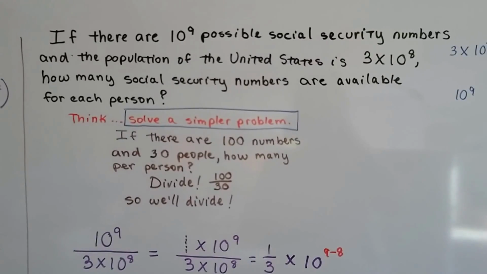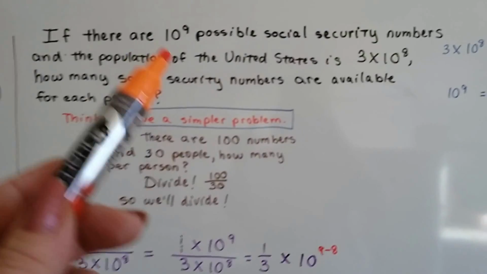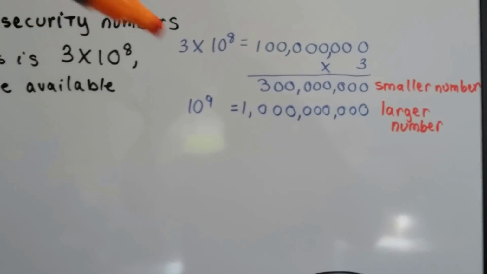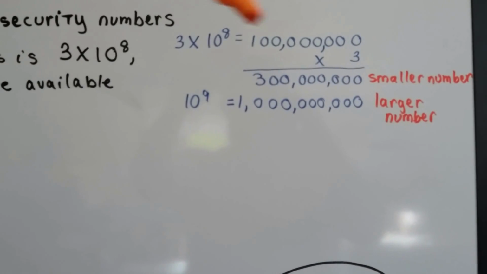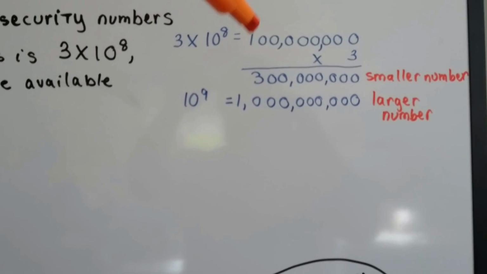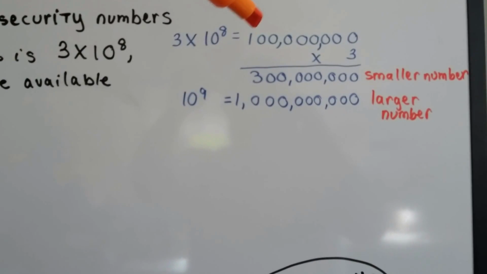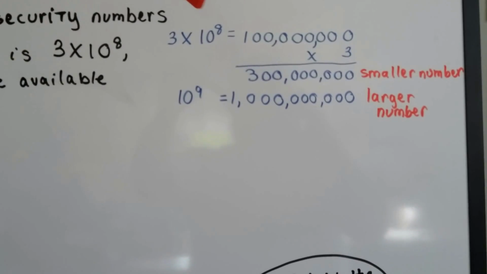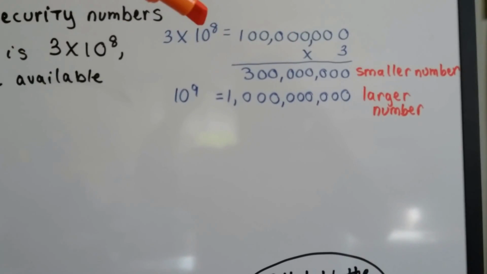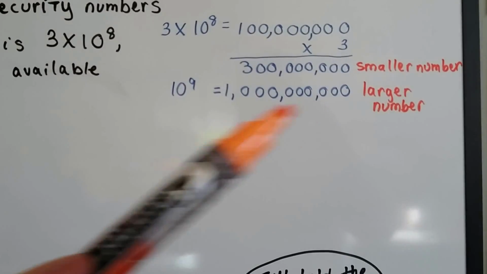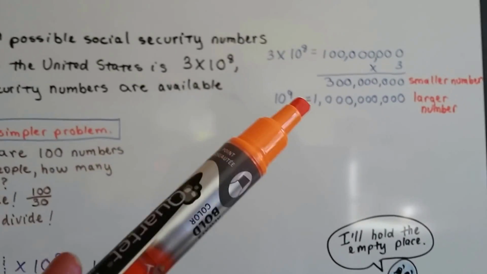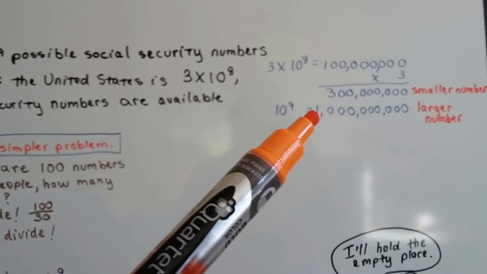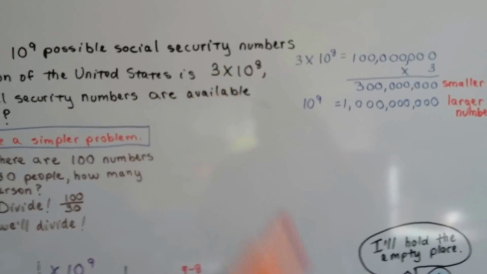So we're going to solve a simpler problem for this one too, but which is bigger, 10 to the 9th power or 3 times 10 to the 8th power? Well, if we open them up into standard notation, 3 times 10 to the 8th power is we take this and add the 8 zeros to it, because the 8 tells us how many zeros are supposed to be next to the 1. And we get 100 million, okay? We multiply that by 3 and we get 300 million. 10 to the 9th power has 9 zeros. That's a billion. So this is a larger number. So we know that if we try to solve a simpler problem, we'll use a bigger number for this 10 to the 9th power and a smaller number for that one.